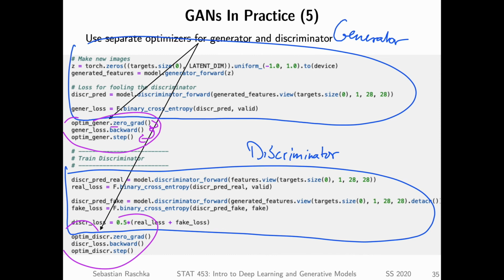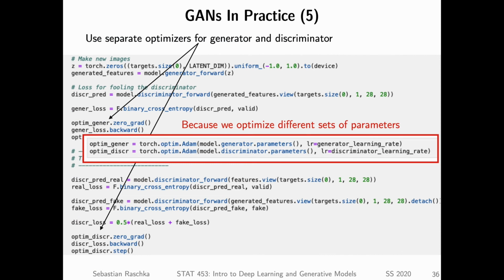So we start by resetting the gradients from the previous iteration, and then we apply backpropagation, and then we use the gradients to update the weights. So these 3 usual steps. But the main part I really want to highlight here is that we want to use different optimizers for the generator and the discriminator.